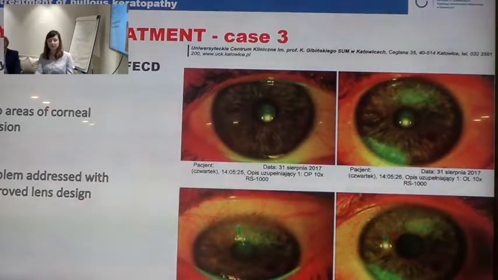It was managed with topical treatment, and maybe the problems with the lens intolerance can be at least partially addressed because the contact lens undergoes evaluation when it comes to its design. So, for example, Ion Medical has already improved the thickness of the contact lens edge, so maybe it will increase the tolerance for the lens.